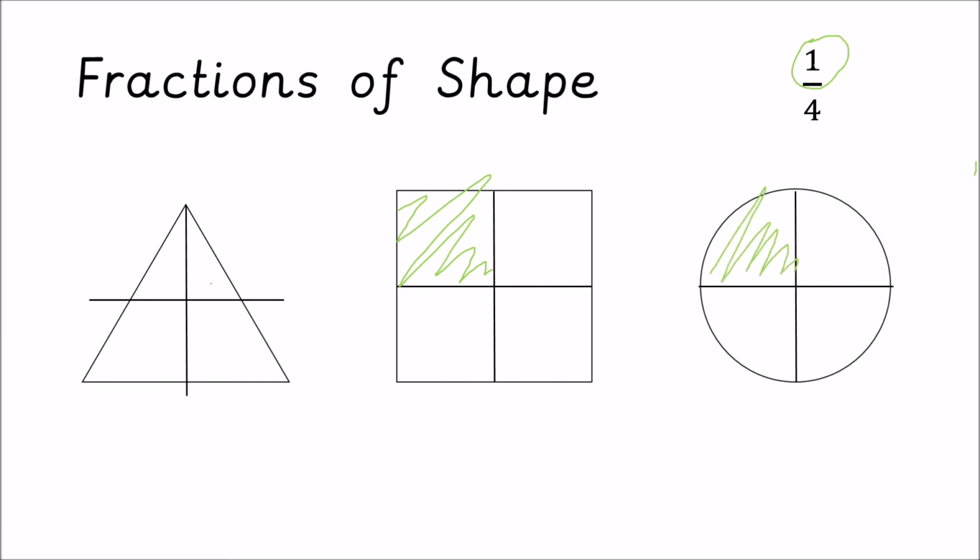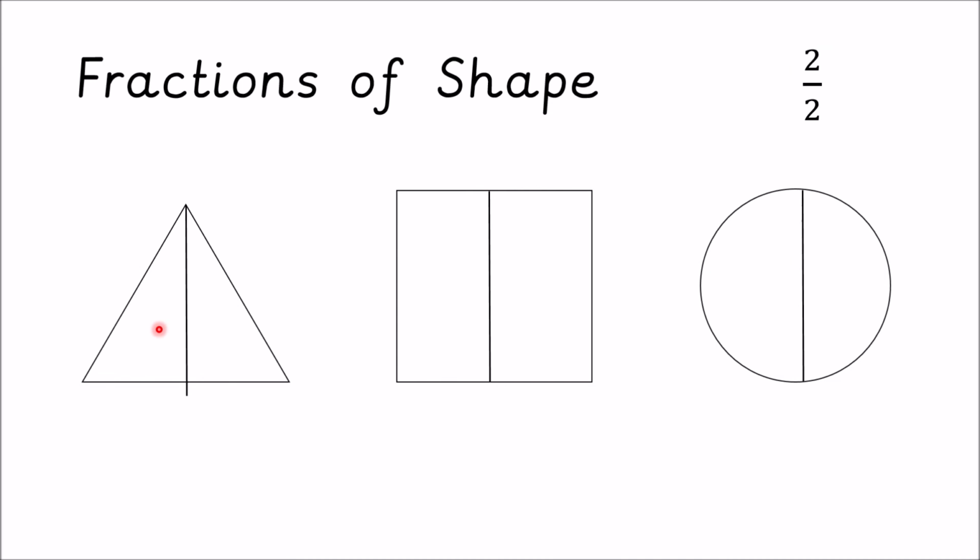But over here, if I shade one of these, that is not a quarter of my shape. The reason for that is that these pieces are not equally sized. If I want to find a quarter, I need to divide my whole into 4 equal parts. Now, this is not divided into 4 equal parts. So although you've shaded 1 out of 4 pieces, you've not shaded a quarter because you would need to shade 1 out of 4 equal pieces, and these are not equal pieces. Okay?